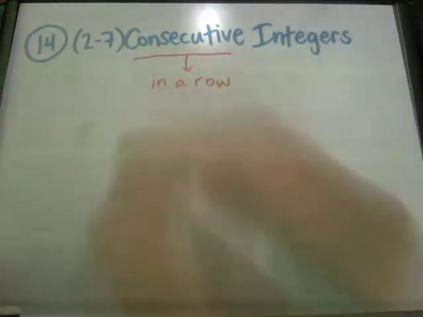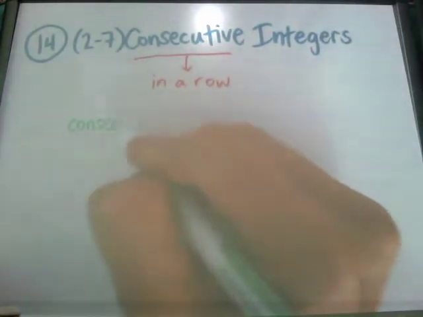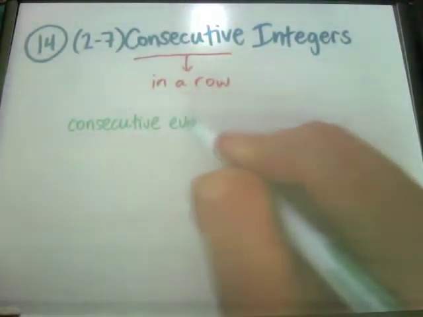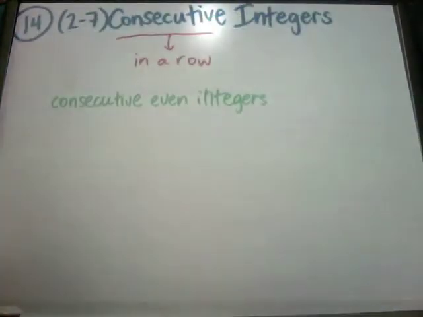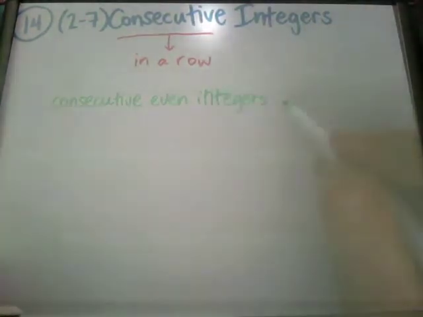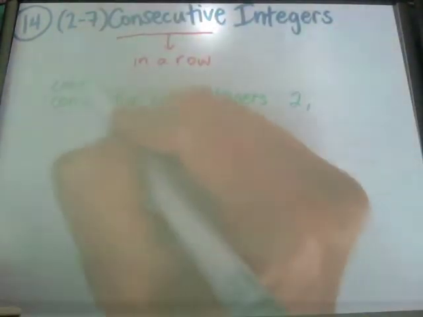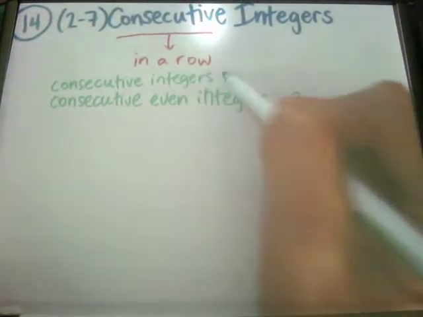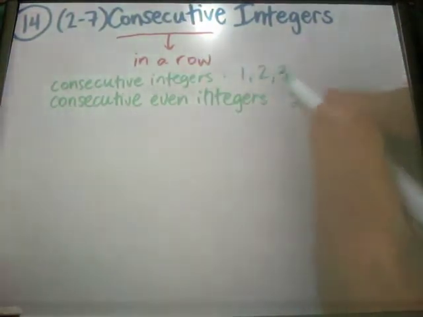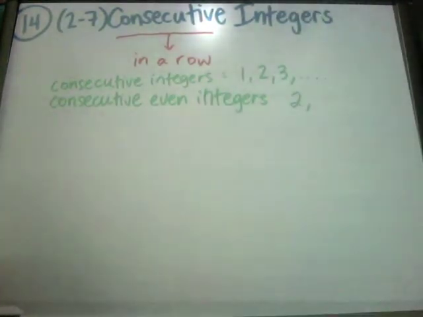So consecutive means in a row. So for example, if I said consecutive even integers. 2, then what? Well, actually, let me go above that. Let me just say consecutive integers. 1, 2, 3, and so on, right? Just whole numbers. Integers means whole numbers. So consecutive integers, we're just going in a row. Now, here I started with 1. You may not always start with 1. I'll show you what I mean in a minute.